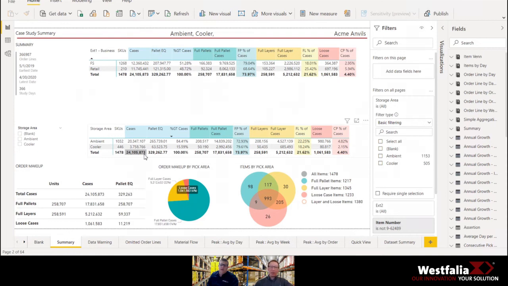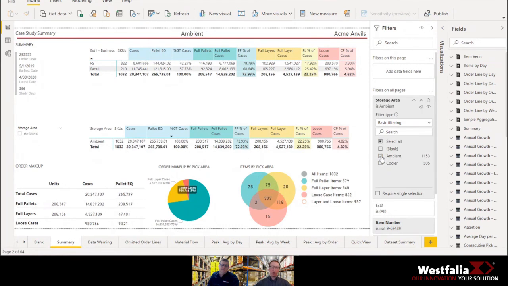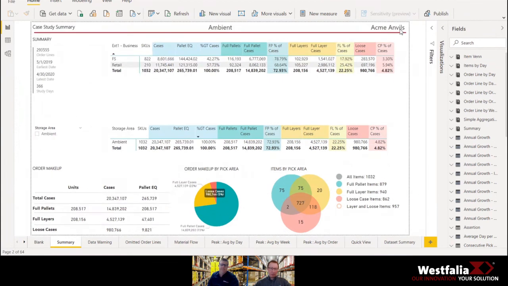Fantastic. Another thing I want to point out is that we can very easily slice and dice this analysis based upon different business sectors or product lines, or if it's private label, we look at the customers that are receiving the product. In this case, they have two business sectors, and we can look at that. Not very interesting for this conversation. But to make this easy, I'm going to hide the cooler area, and we'll just focus on the ambient dry system going forward. That makes sense. Yeah.